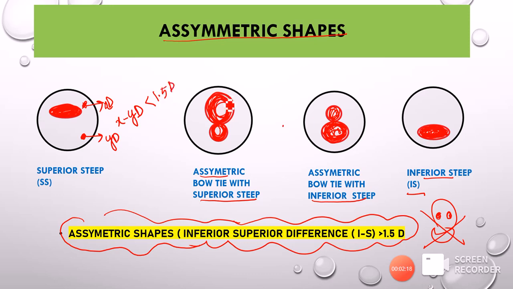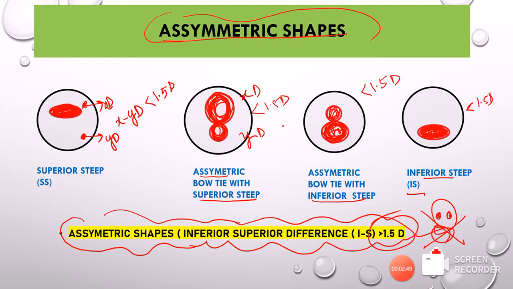Similarly, in this asymmetrical bow tie with superior steepening, you take a point here, X, and a point here, Y, and subtract those two dioptric values; it should be less than 1.5 diopters to be normal. Similarly, here the inferior superior difference should be less than 1.5 diopters to be normal. Similarly, here also it should be less than 1.5 diopters to be normal. But what you have to remember in asymmetrical shapes is that whenever the superior inferior difference is more than 1.5, then it is a danger of ectasia.